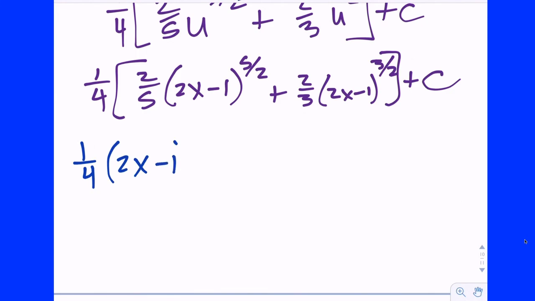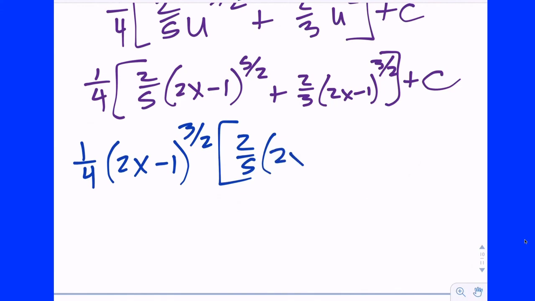Yeah, let's factor out your 2x minus 1 to the what power? Which exponent's the smaller, 5/2 or 3/2? 3/2, yeah. Now you could also factor out a 1/15 if you want, which would be the LCM of the two fractions' denominators. That's going to leave us with a 2/5 and then a 2x minus 1 to the what? Remember, when you factor out, you divide out, you subtract the exponents. 5/2 minus 3/2 is 2/2, which is 1, so you're left with that, and then plus 2/3 plus c.